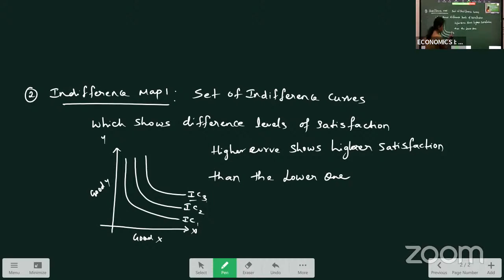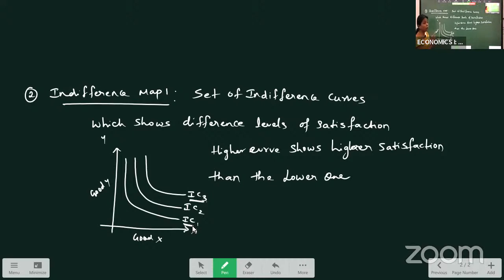Why is IC3 showing more satisfaction than IC1? Because in IC1, our quantity is less. In IC3, the quantity of consumption we are taking is more. When we take more, we should get more satisfaction. When we take less, we will get less satisfaction. The same thing is the reason over here. Okay, so this is called an indifference map.